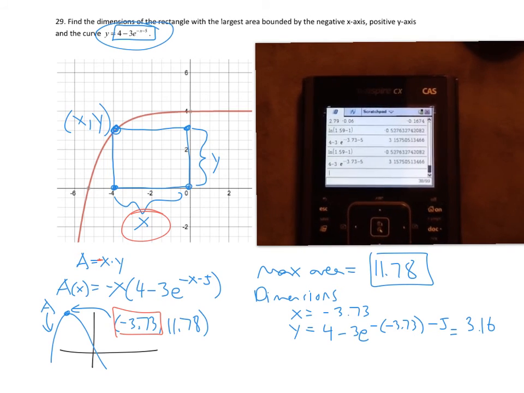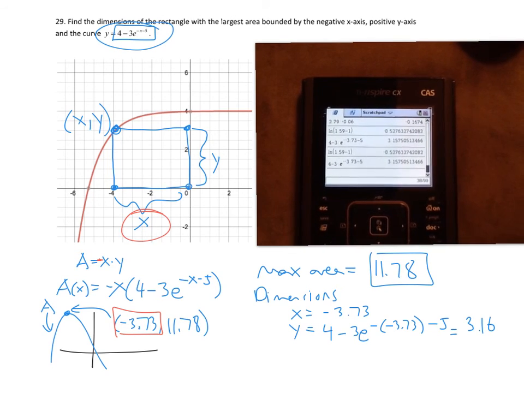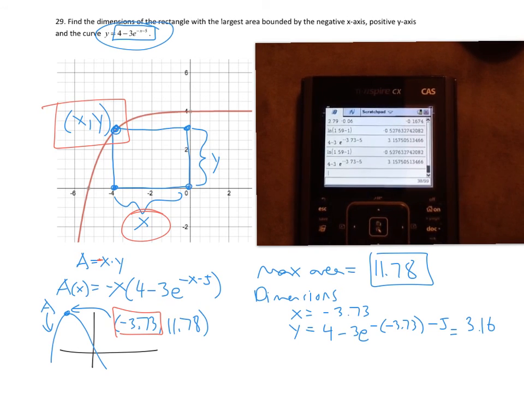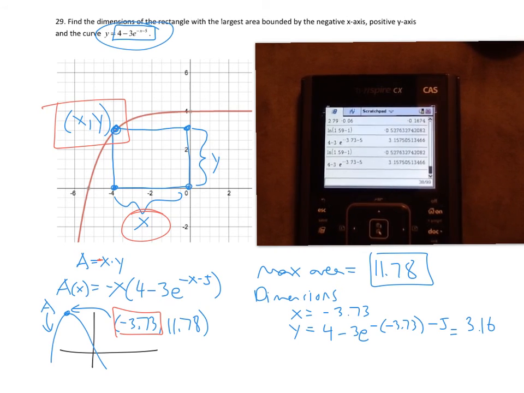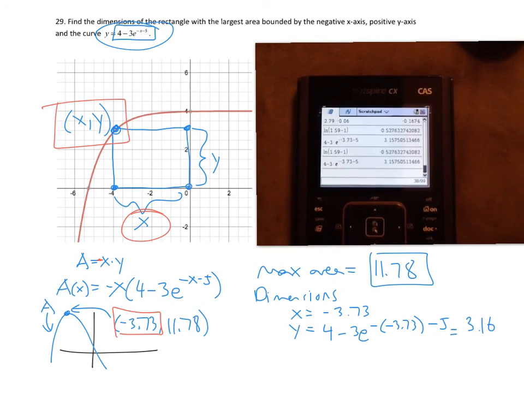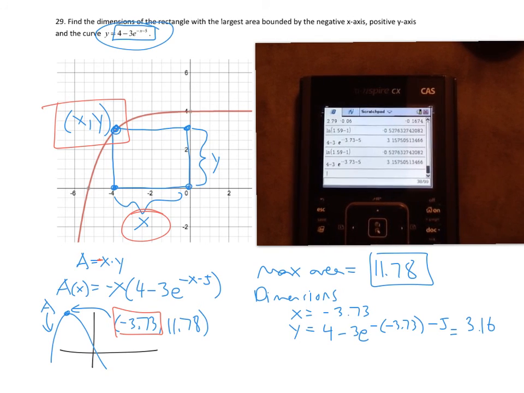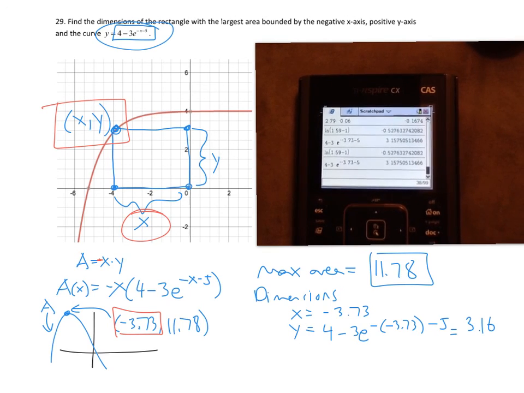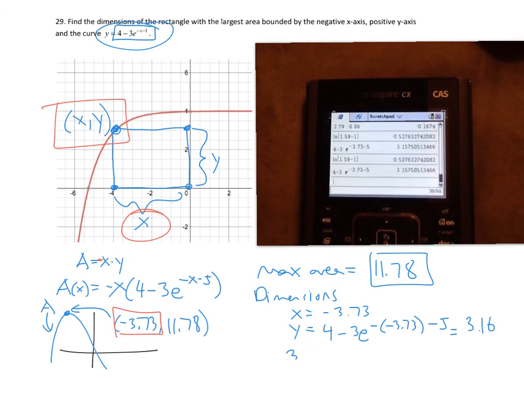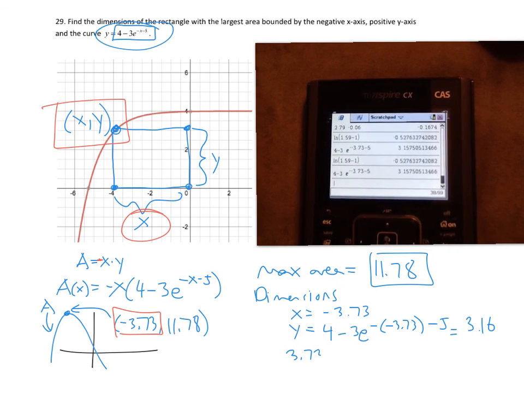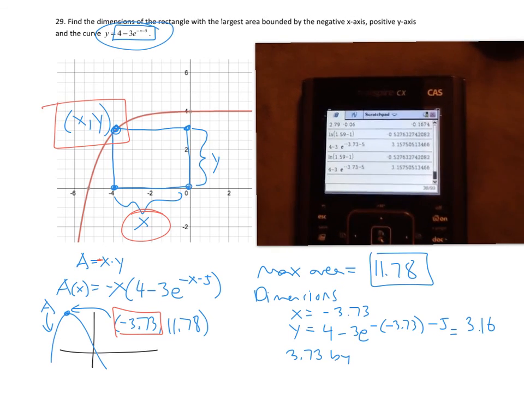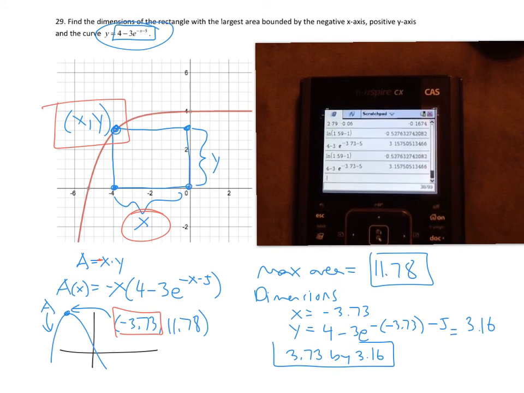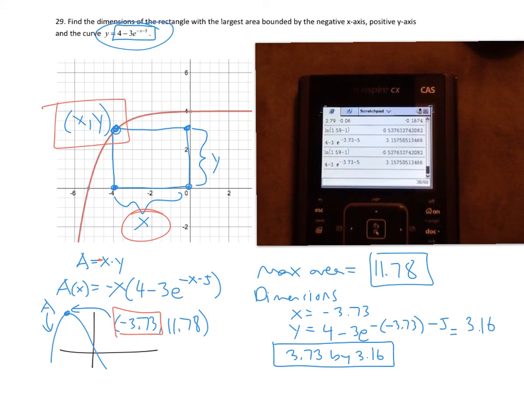Okay, now we had a negative x value for this point, but the dimensions of a rectangle should be positive numbers, because there's no such thing as negative lengths when we're talking about a geometric figure. So the dimensions of the rectangle are going to be 3.73 by 3.16. There you go.